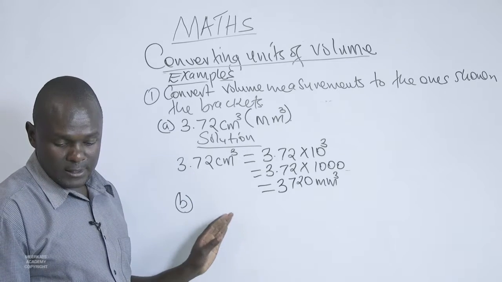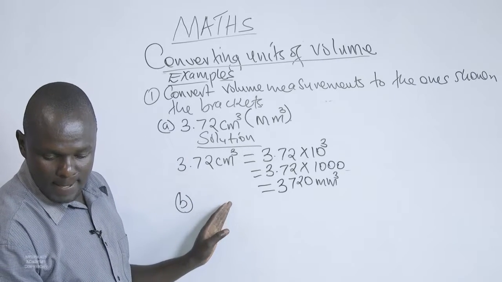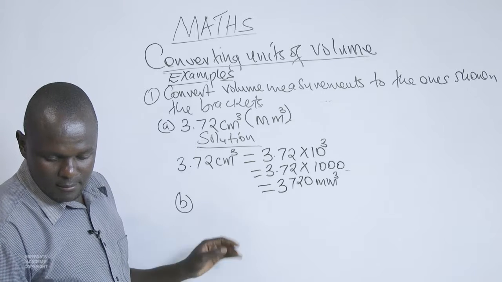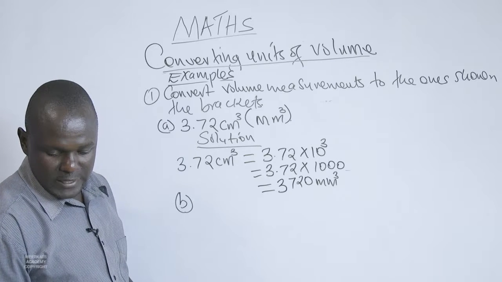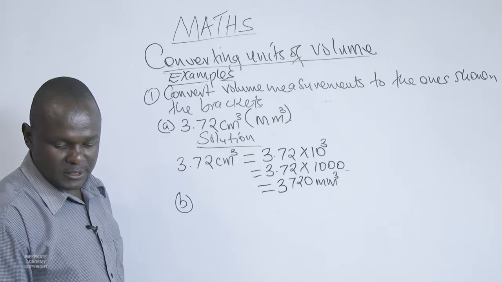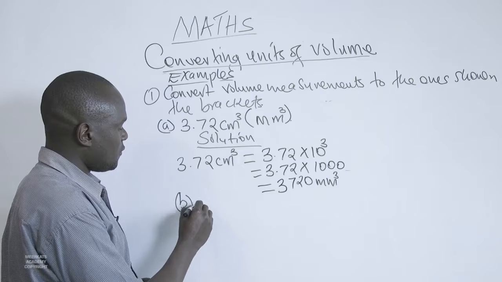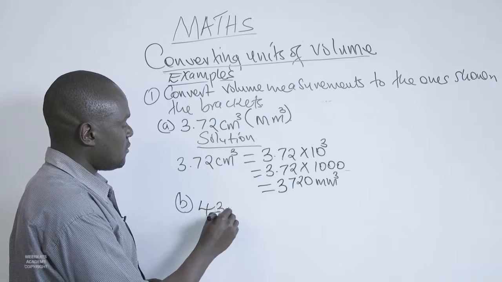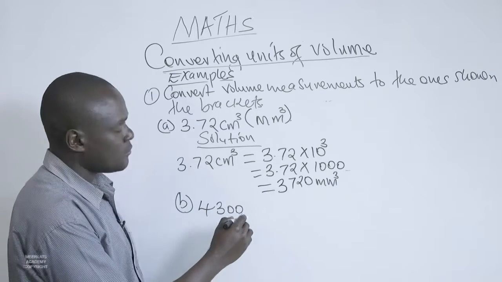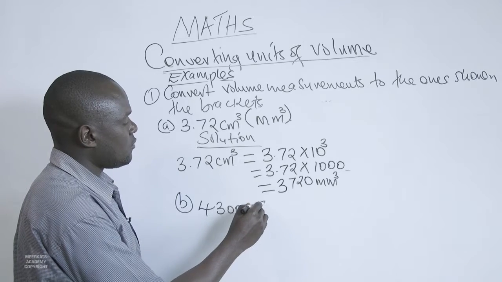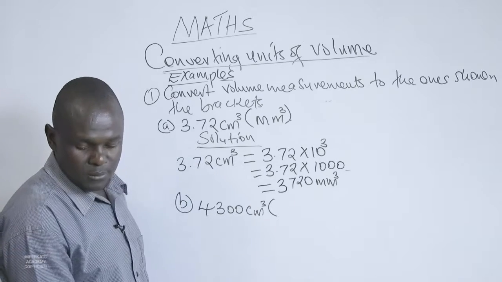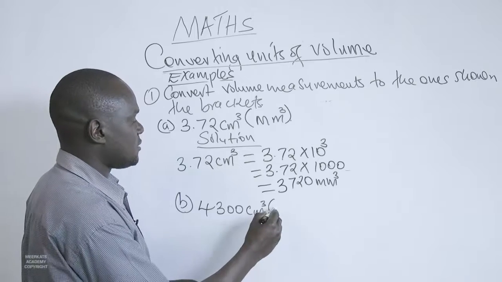We need to convert the number 4,300 cubic centimeters to cubic meters.